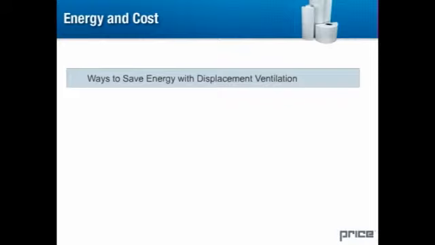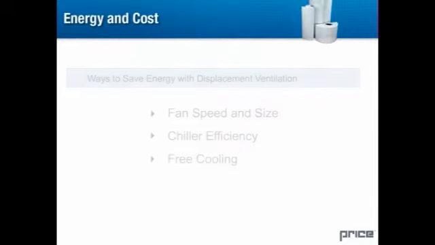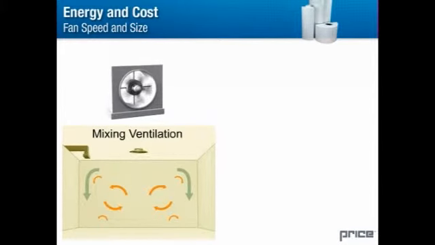3 ways that you can save energy with this system are in fan speed and size, chiller efficiency, and free cooling. Used properly, it can be a cost-effective alternative for handling any building's cooling requirement. In a mixing system, air is introduced into a space at cool temperatures and high velocities. The room air is then mixed equally throughout the entire space.